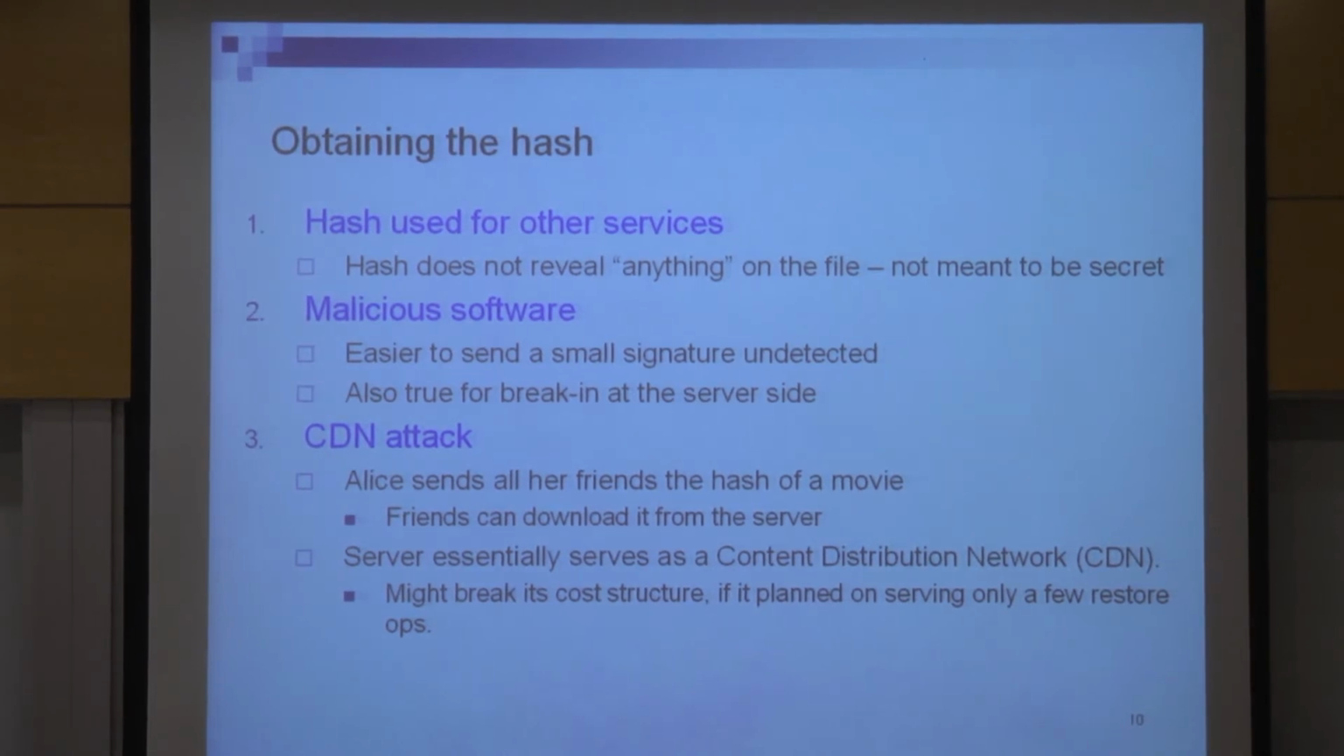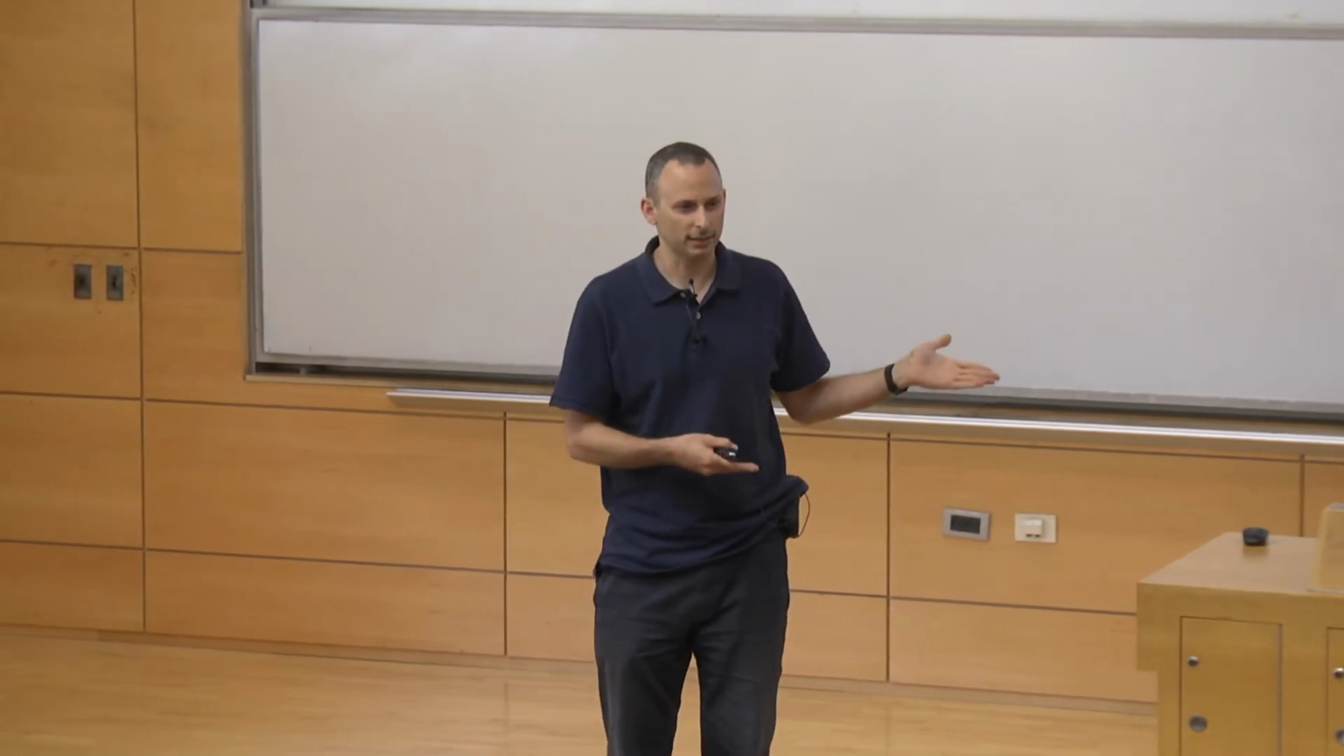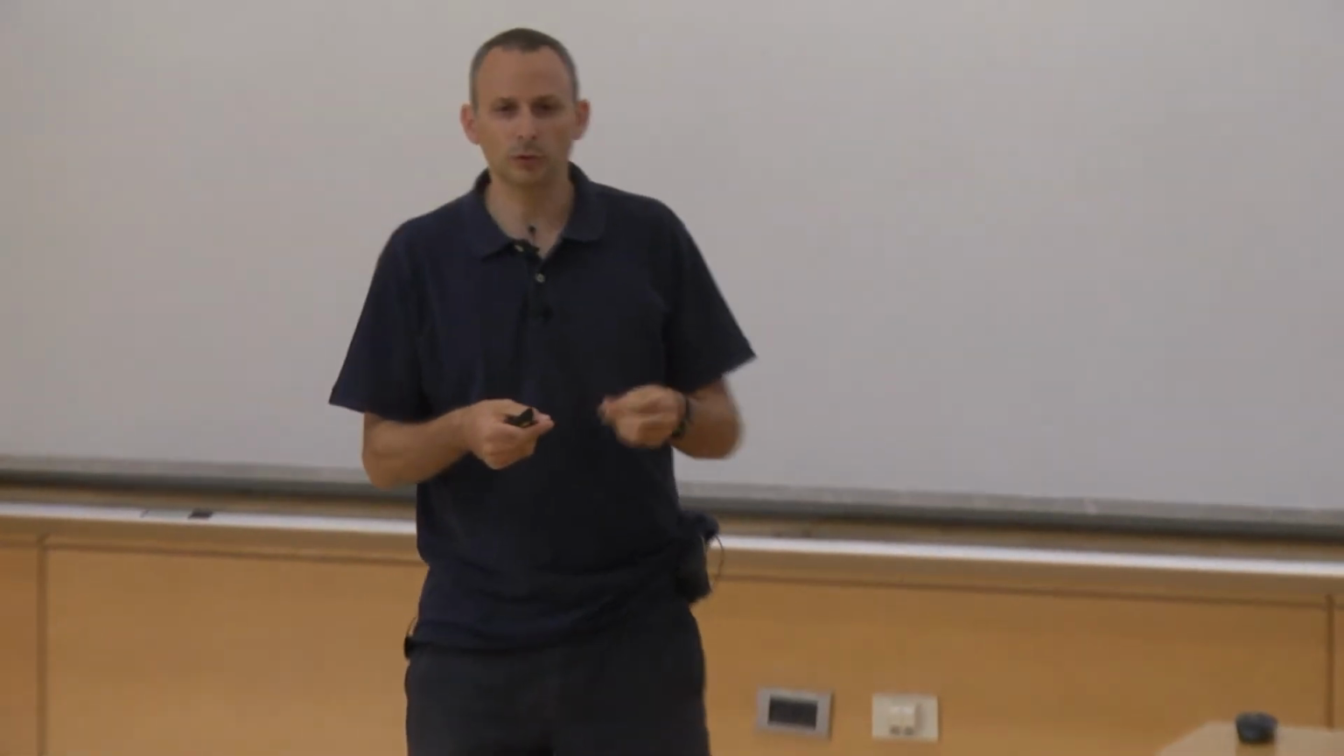Why is this problematic? Because these clouds typically are not meant to serve as a content distribution network, which is actually what Alice is doing here. Also, there's no real good way of tracking privacy issues. So this is an issue. I'll say a few words more on the CDN attack in the next slide.